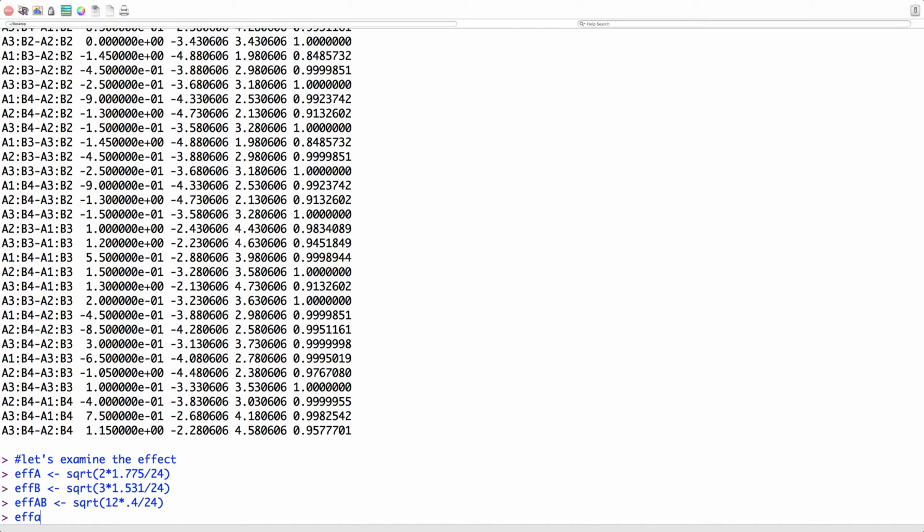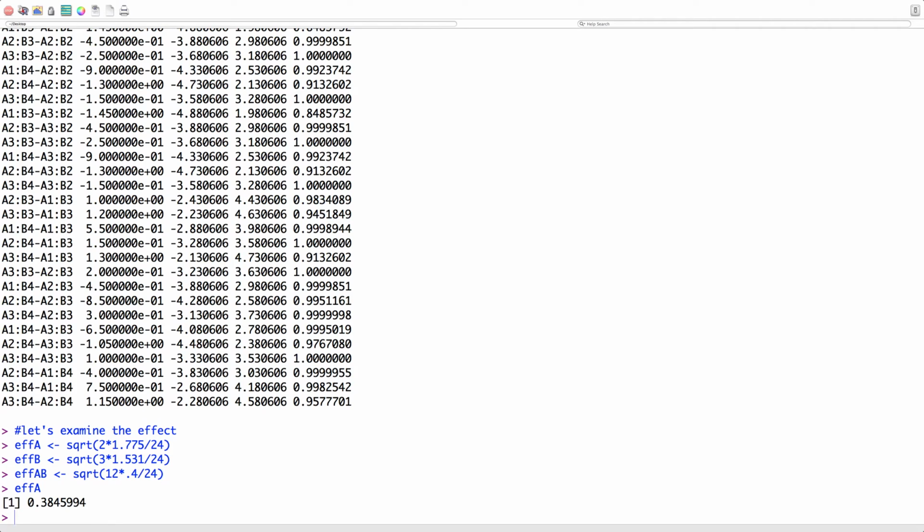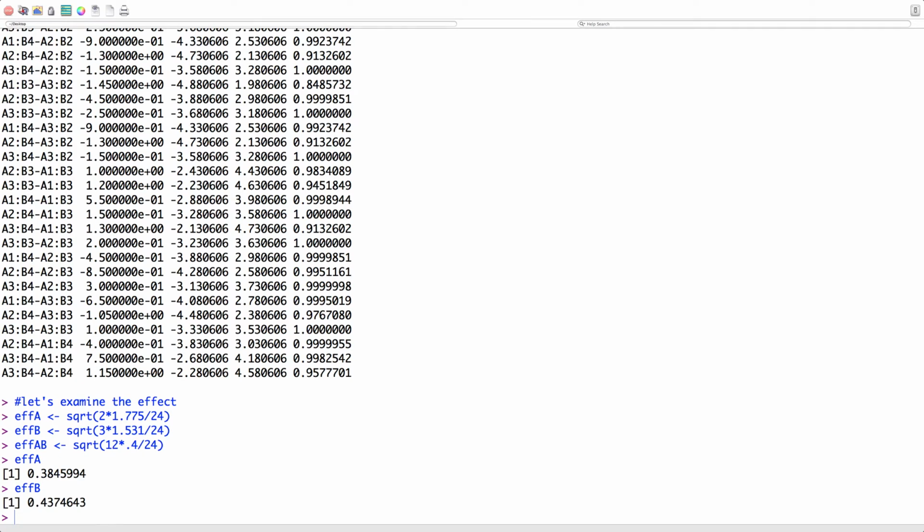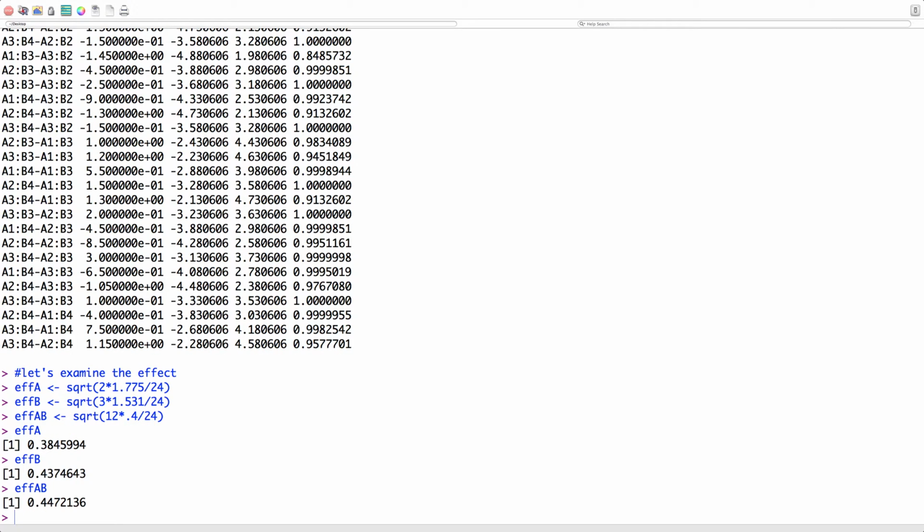Alright guys, my effect size for A is 0.38, which is a large effect. The effect for factor B is 0.43, which is even larger. And the effect for the interaction is 0.44, which is even larger. So the effect size being large, again, going back to what I told you earlier about the interpretations, we said anything above 0.40 is a strong effect.